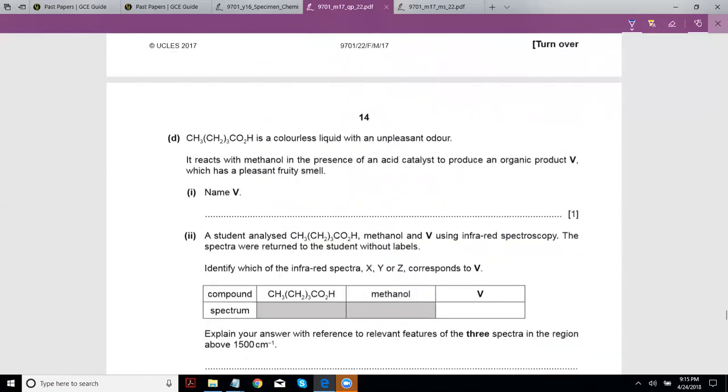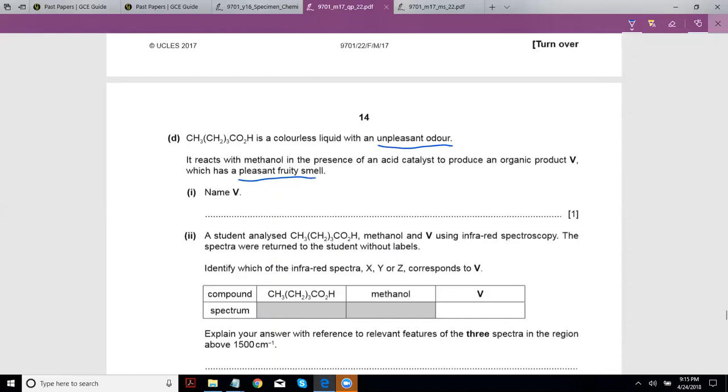So CH3, CH2 three times, then CO2H. Hydrogen... no, don't say square, I don't know, square came to mind. V is a colorless liquid with an unpleasant odor. It reacts with methanol in the presence of an acid to produce an organic compound which has a pleasant fruity smell. So you're giving two hints here.